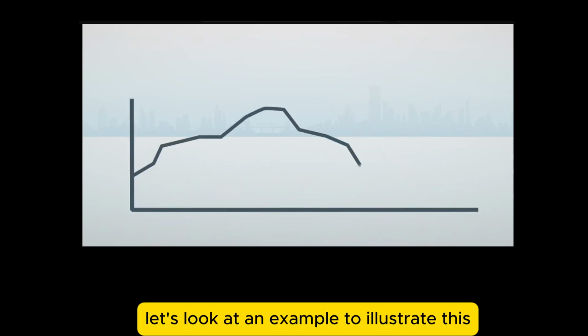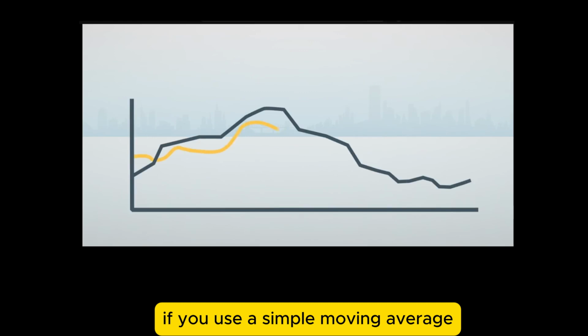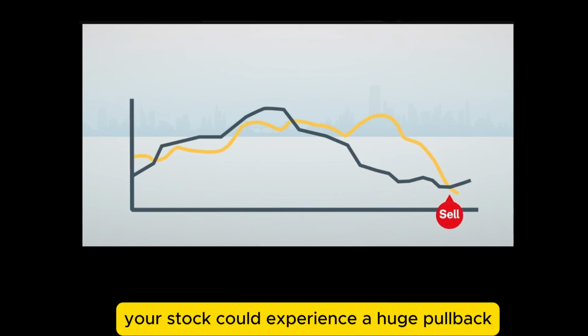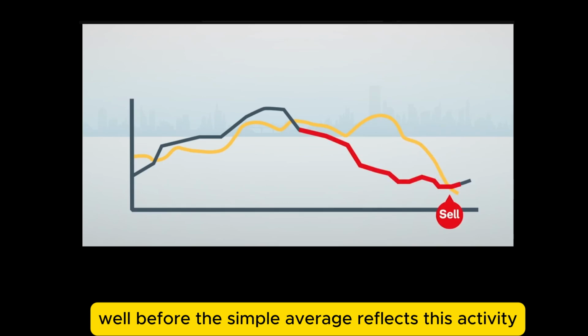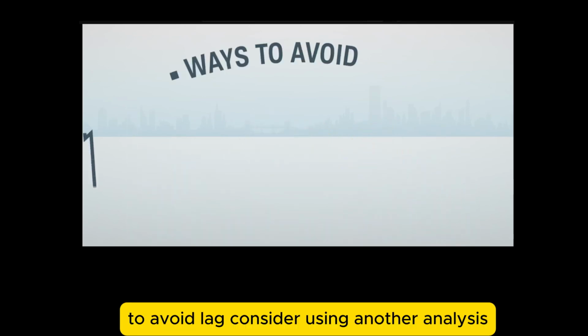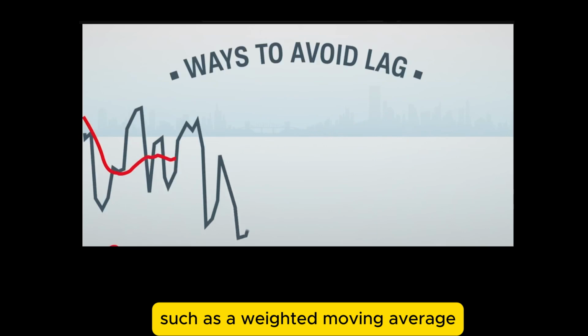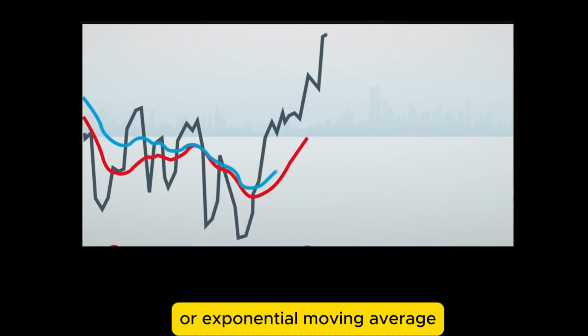Let's look at an example to illustrate this. If you use a simple moving average for a buy and sell signal, your stock could experience a huge pullback well before the simple moving average reflects the activity. To avoid lag, consider using another indicator such as a weighted moving average or exponential moving average.